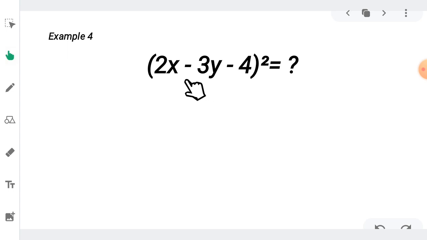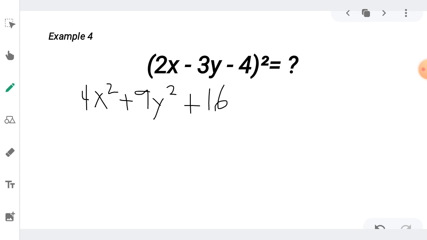The middle term is negative and then the last term is negative, or they are all negative signs. So again, square the first term, 2x squared is equal to 4x squared. Square the second term, which is negative 3y, positive 9y squared. And then next is square the last term, which is negative 4, positive 16.